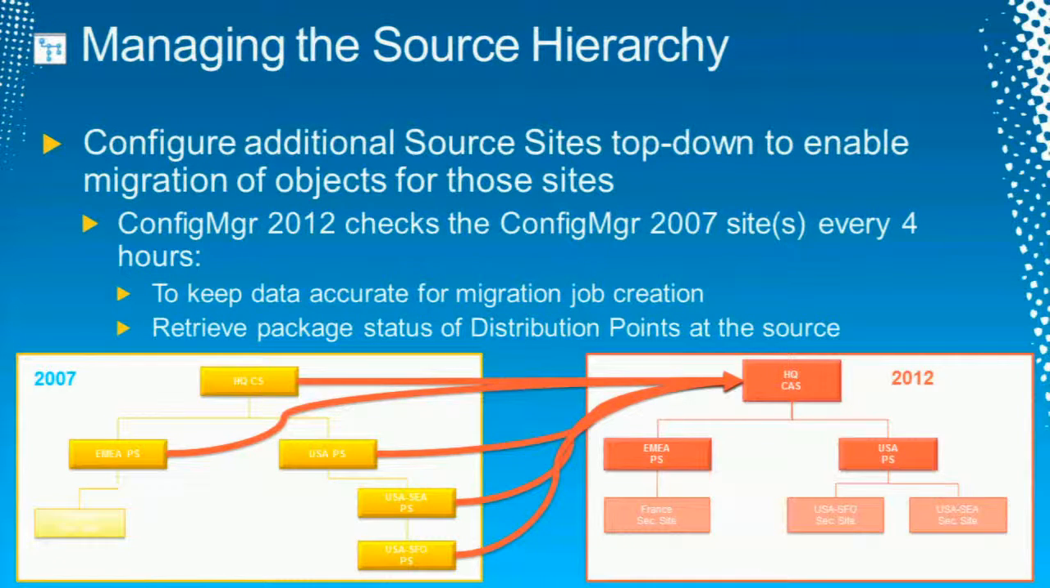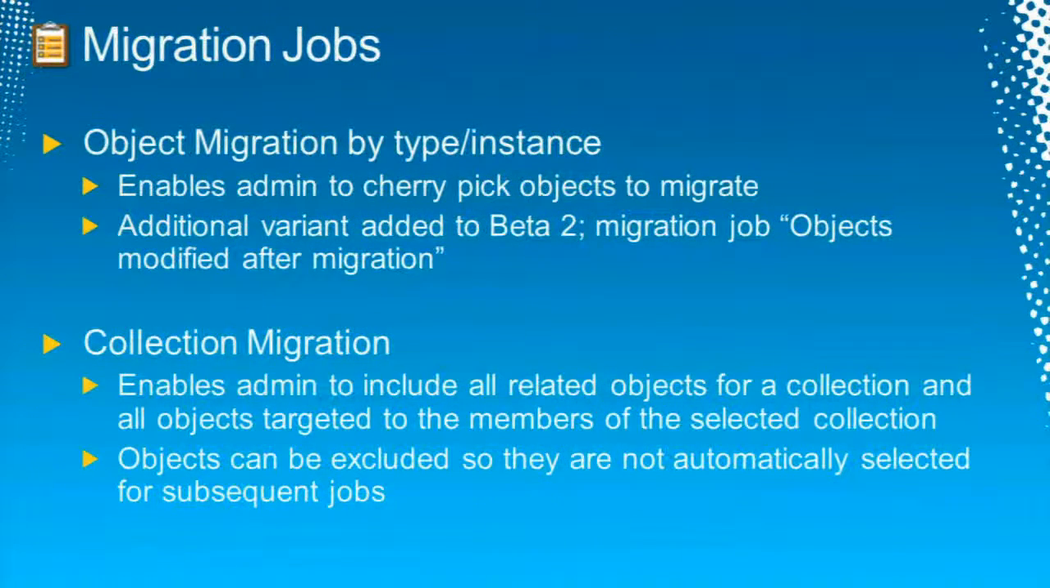Or anytime you want, you can force us. I know I went and did some stuff over there. Let me go ahead and force data gathering right now so my 2012 environment has the most up-to-date information. Now I can start migration jobs to move information over. So this is the data gathering process to find out what you have so we can figure out what you want to migrate over.